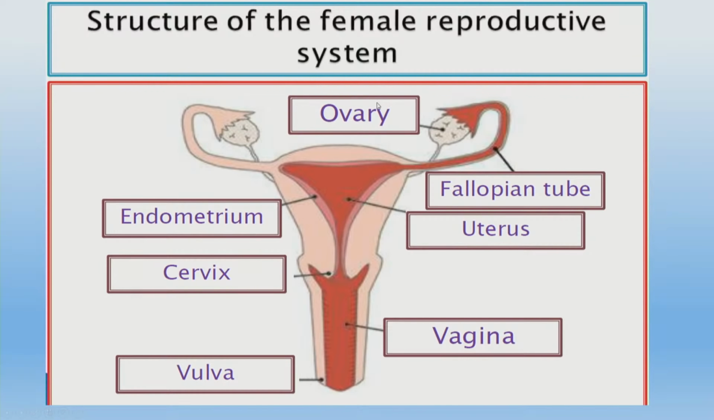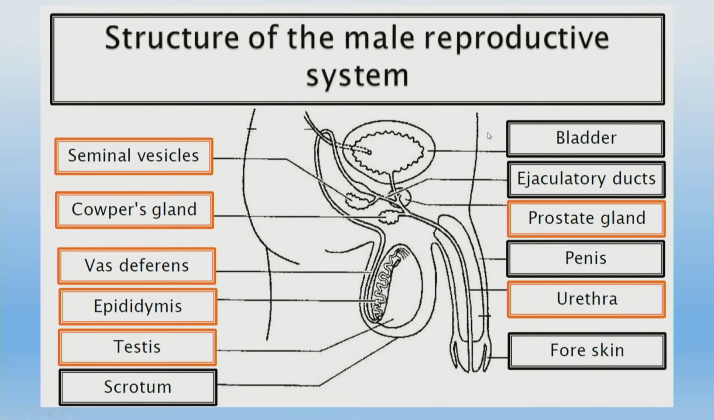Okay. So this is the structure of the female reproductive system. Again, please make sure that you know all these parts and the functions of the parts. And then again, we have the structure of the male reproductive system. Make sure that you know all the parts which are stipulated on your examination guideline together with the functions of all those parts.